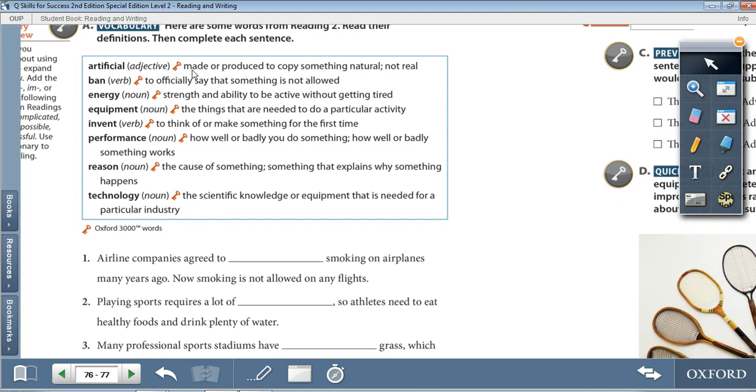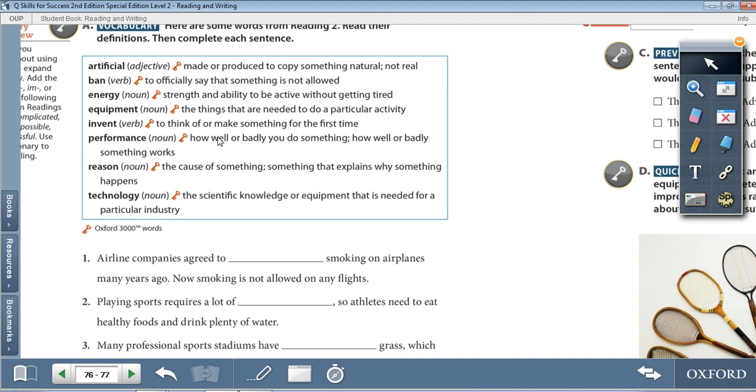Artificial, adjective: made or produced to copy something natural or not real. Ban, verb: to officially say that something is not allowed. Energy, noun: strength and ability to be active without getting tired. Equipment, noun: the things that are needed to do a particular activity. Invent, verb: to think of or make something for the first time.